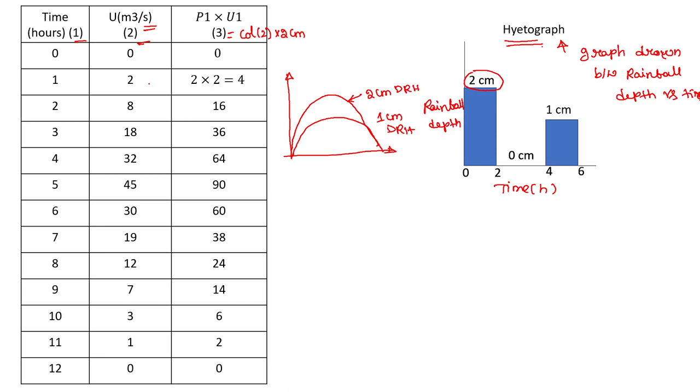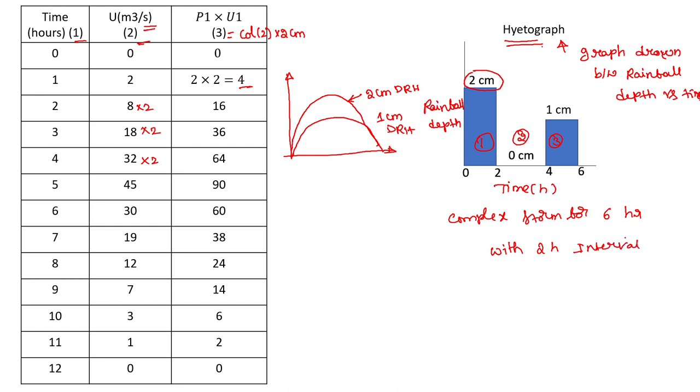Okay, similarly 2 into 2 is 4, 8 into 2 is 16, 18 into 2 is 36, 13 into 2 is 64, like that. You will multiply all these values. So this is for the first. Now this is the second, this is the third, because they mentioned that there's a complex storm for 6 hours with a 2-hour interval.